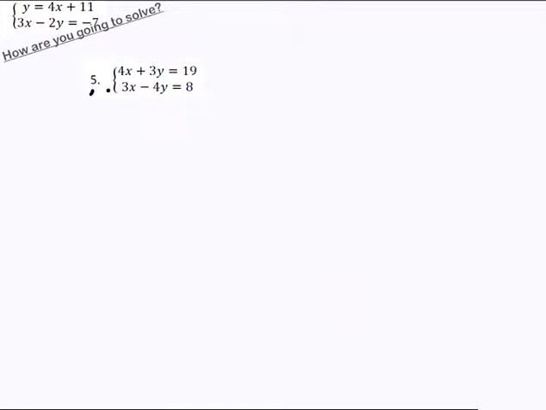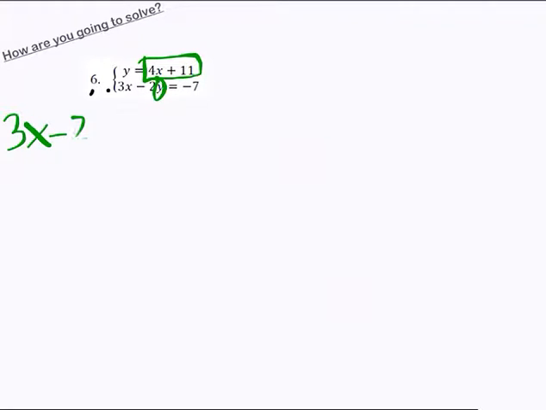Number 6, shock of all shock, is actually something that I want to use substitution on. The reason being is it's already solved for y here, so it makes it really easy to just plug it in for y down there. You could work to bring the x over to the other side and use elimination, but I'm going to do substitution on this one. So we're going to get 3x minus 2. Now instead of writing the y, I want to put that 4x plus 11 in instead, and that's going to be equal to a negative 7.